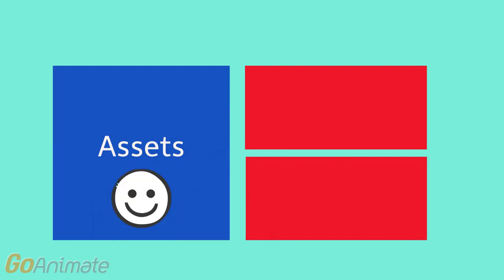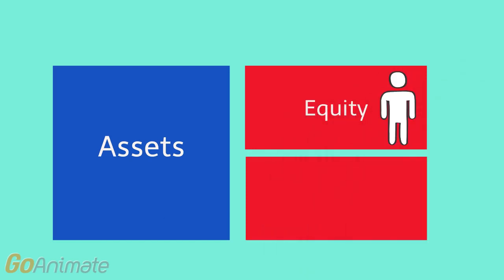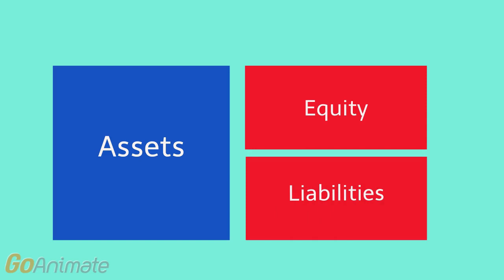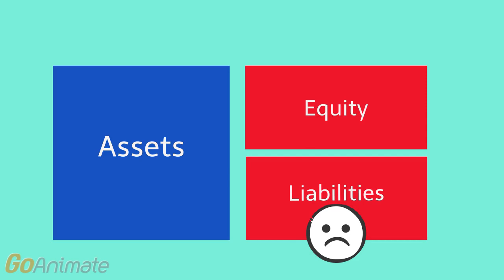On the right hand side we have two smaller red boxes which represent where we get the money from to pay for the assets. The first red box represents equity. This is the amount the owner puts into the business. The second red box represents liabilities. These are amounts that other people provide to the business. We have to pay those people back, so we represent this with an unhappy face.